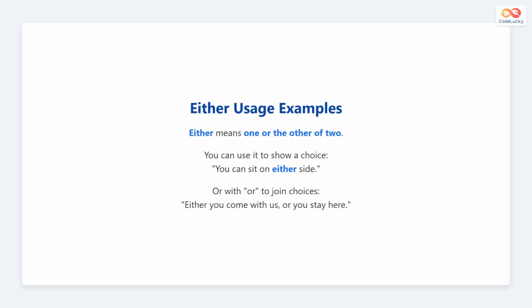Either means one or the other of two choices. You can use it to show a simple choice, like when you say, you can sit on either side. Or you can pair either with or, as in either you come with us or you stay here. This shows two alternatives for your listener.